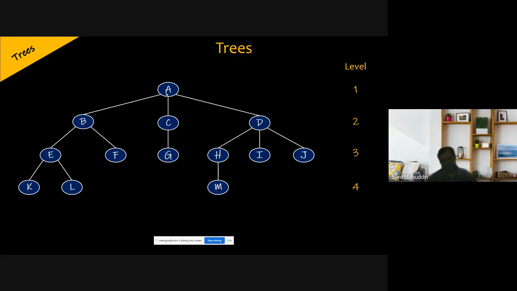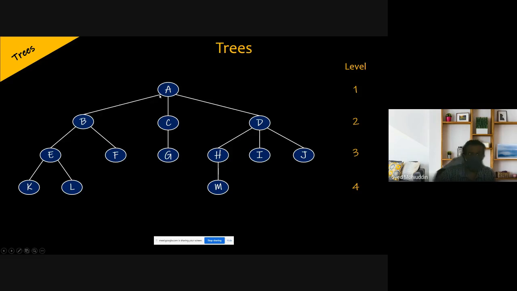Then there are several other terms used in trees. The nodes which do not have any children are known as leaf nodes, or external nodes. So in this case, G is a leaf node, F is a leaf node. G, F, M, I, J, L, K, all these are leaf nodes or external nodes. They don't have any children. Then the nodes which have children, for example B, E, C, D, are known as non-leaf nodes or internal nodes. They have children.